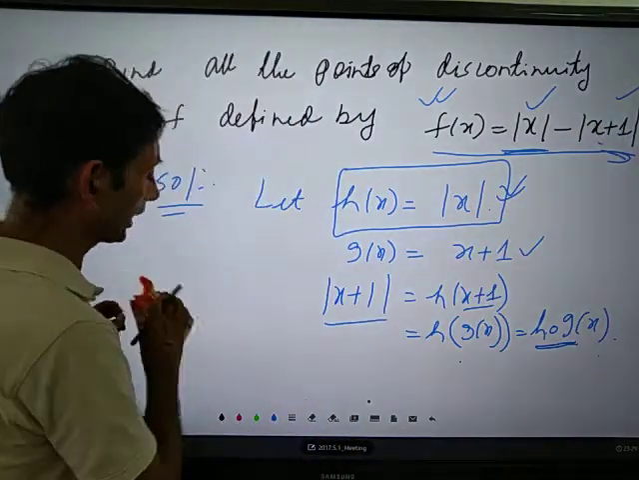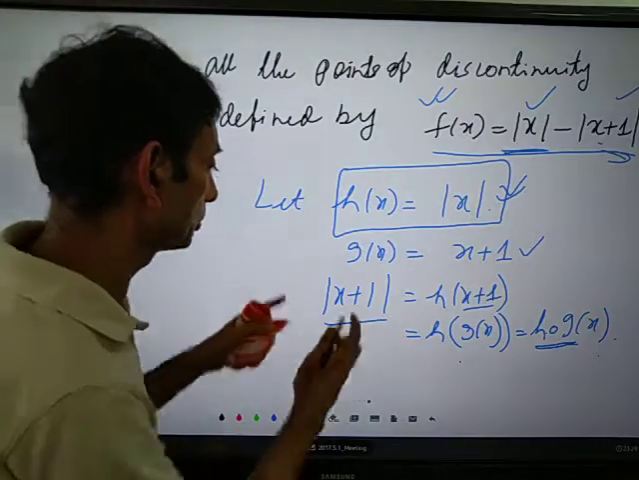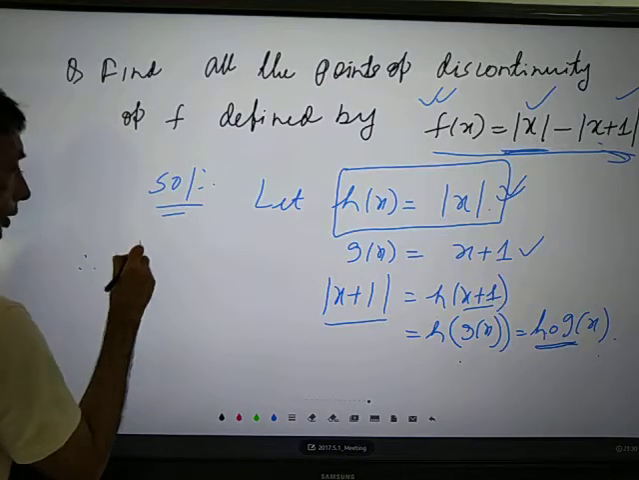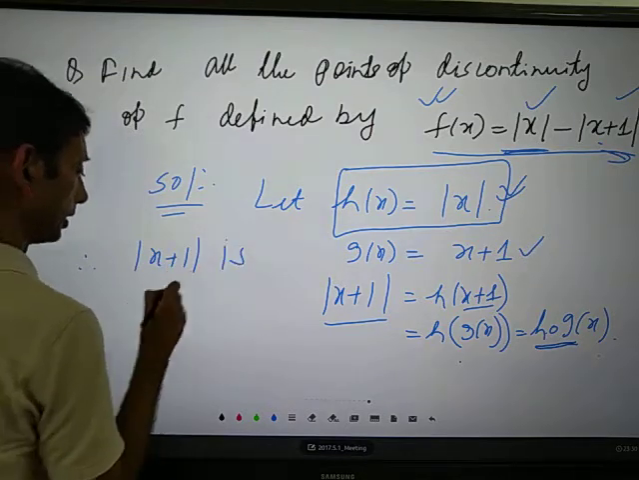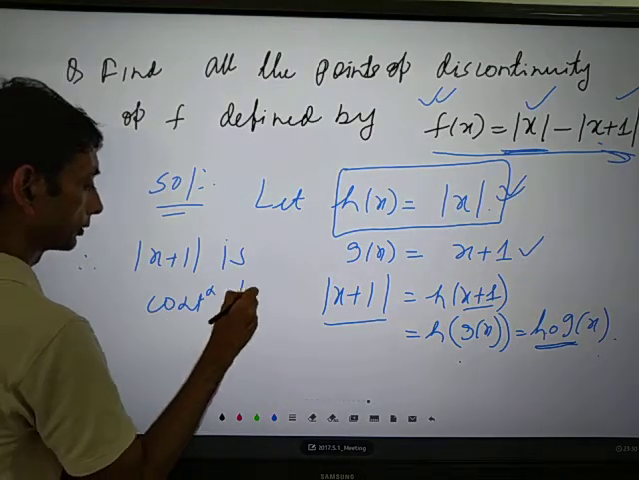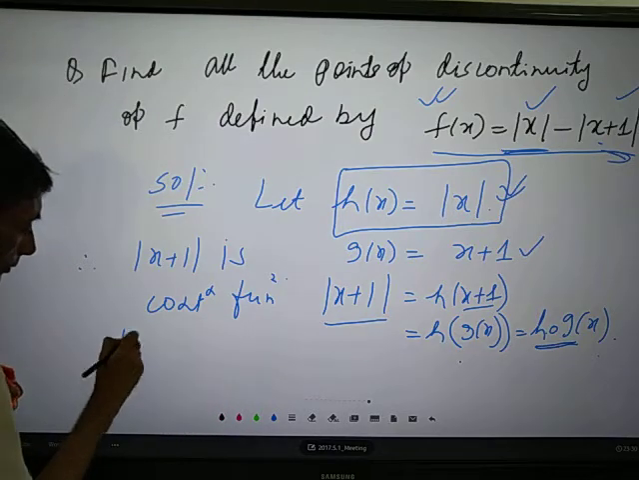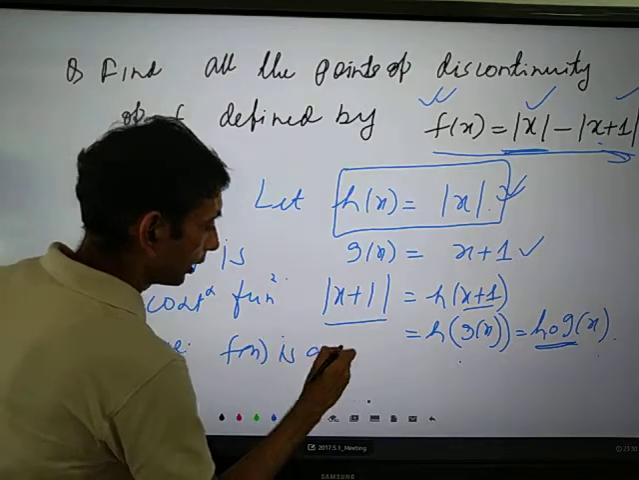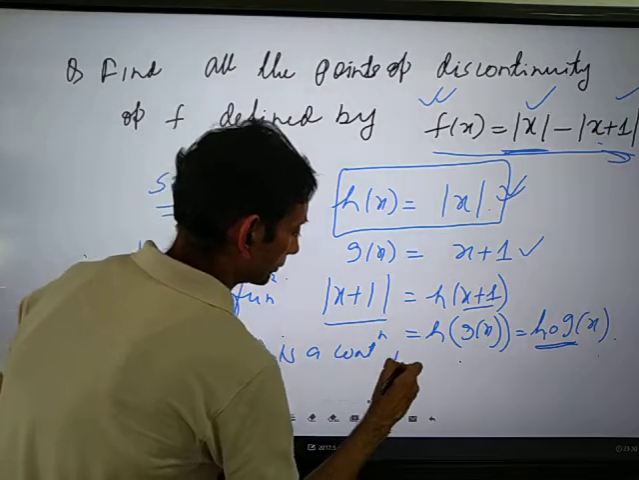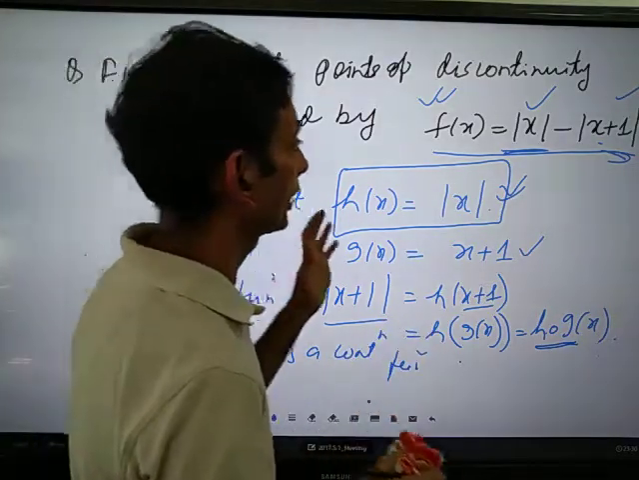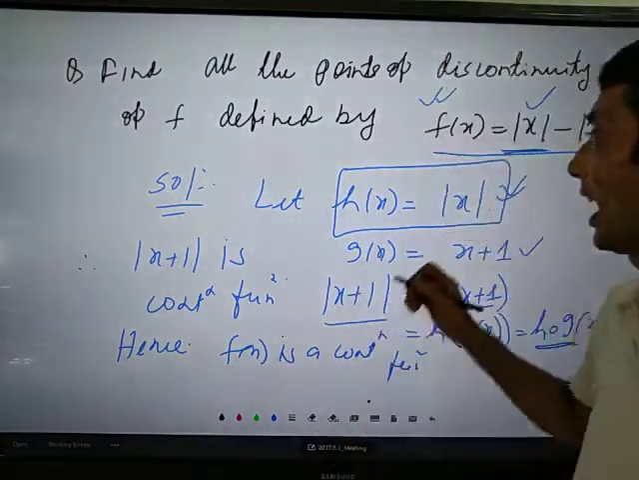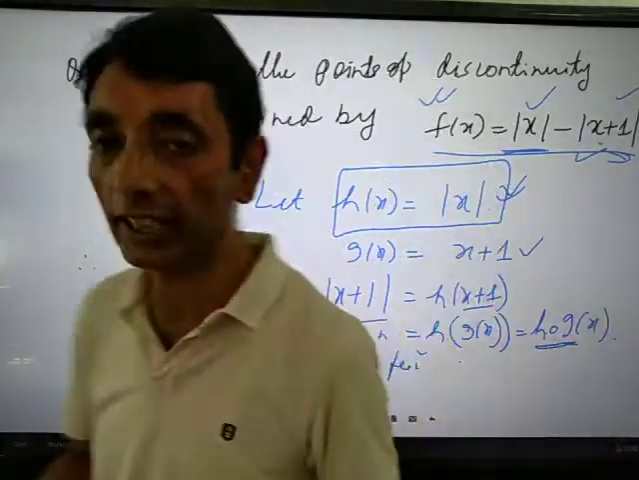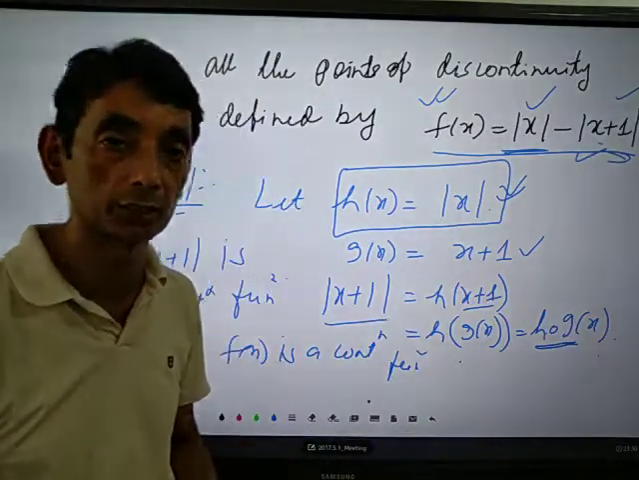In that case, you can consider these steps. Mod x plus 1 is h∘g(x). So therefore, mod x plus 1 is a continuous function. Hence, f(x) is a continuous function. That means there is no point of discontinuity for f(x) equal to mod x plus 1. So this is one way you can solve these questions.